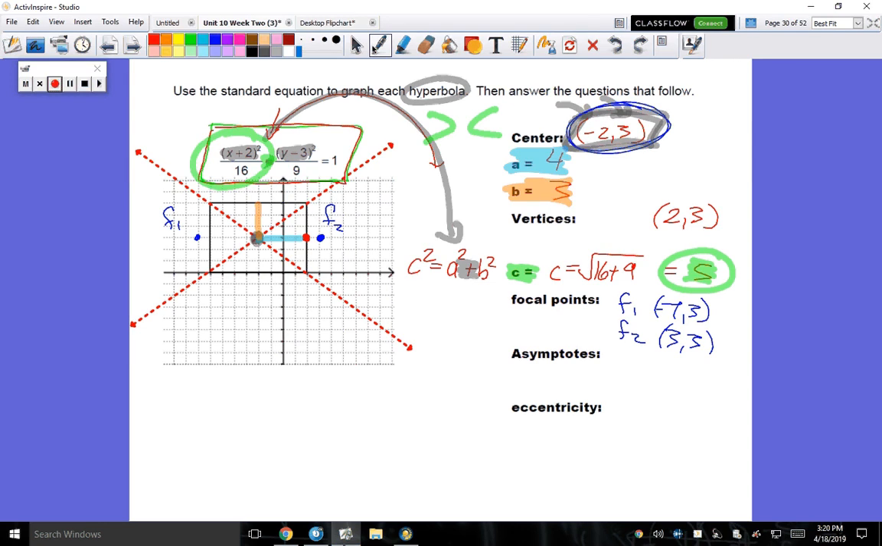Okay? So the vertices are going to be, this one right here we said was 2, 3. And what's this one way over here going to be? Negative 6, 3. Those are your 2 vertices. Okay? The last 2 things. I'll say this for the very last. Okay? Eccentricity. E is equal to C over what?